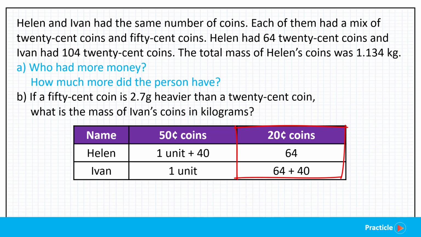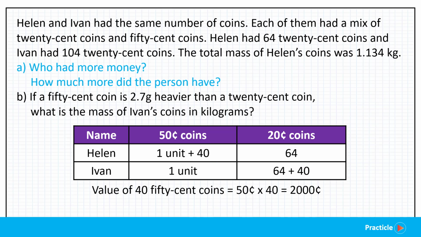Can you see that the value of these 64 coins are going to be the same, but Ivan is going to have an extra 40 coins over here? Now to find out who has more money, all we need to do is to compare the value of these 40 50-cent coins with these 40 20-cent coins, okay? And see which one has more value. Let's do some calculations together, okay?